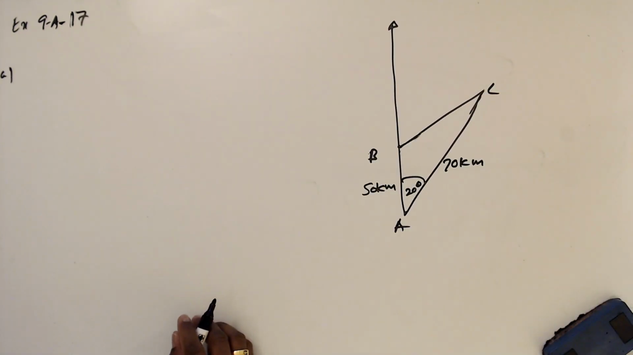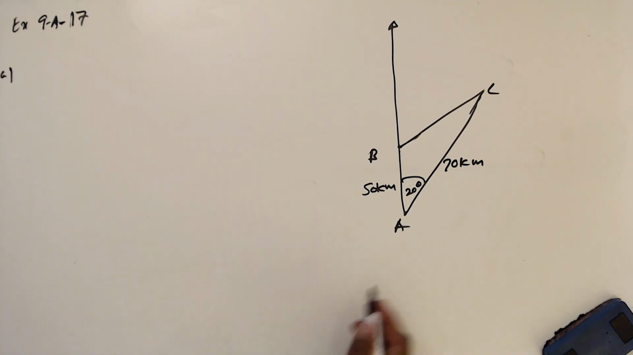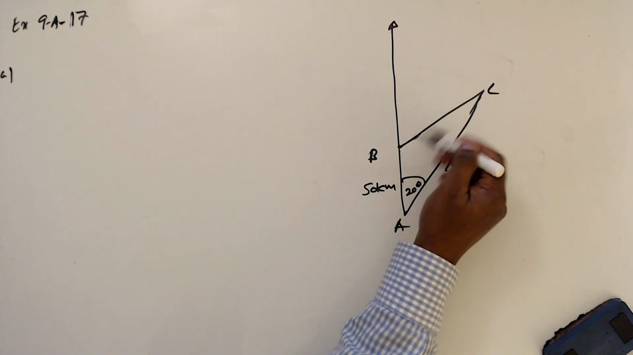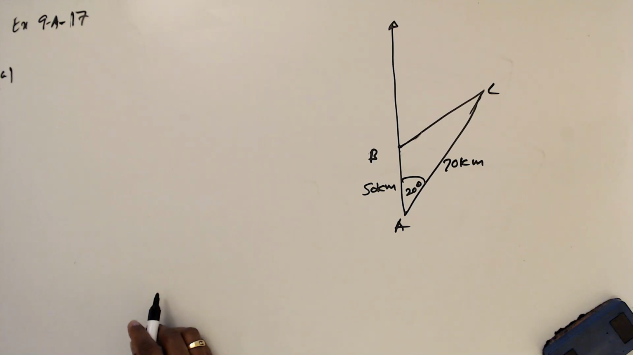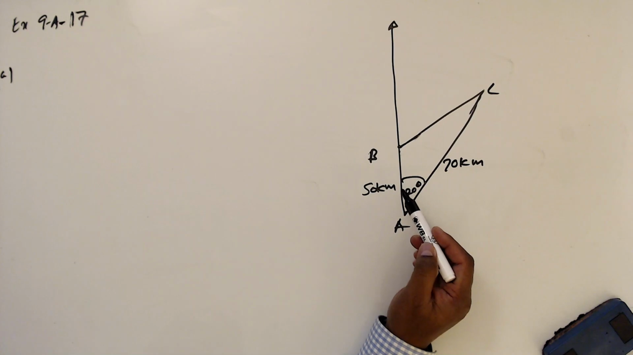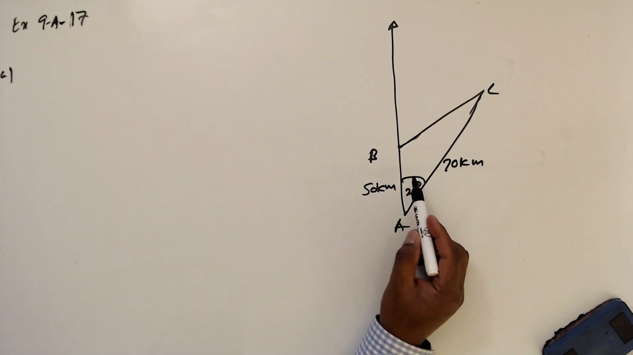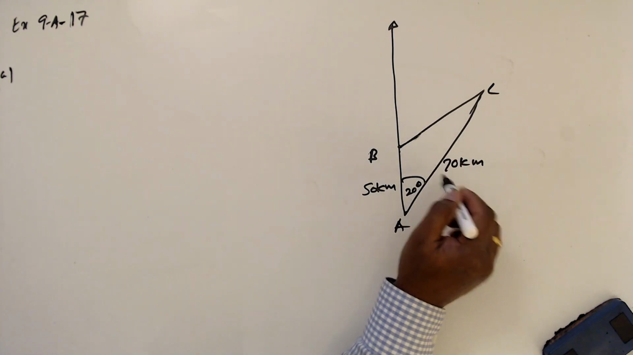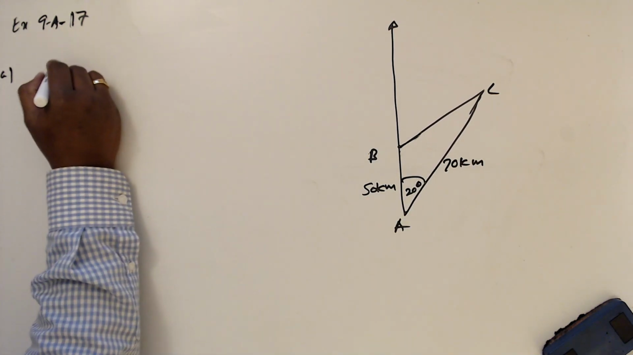Question number 17. Calculate the distance between B and C in kilometers. There are 3 boats, A, B, C, and we want to know the distance from B to C. So it is again normal. Because this is a triangle, we don't know this distance, but we know these details. We can put the cosine rule.